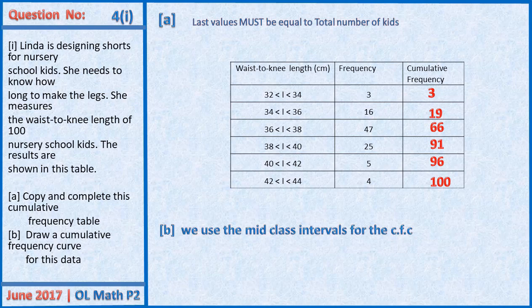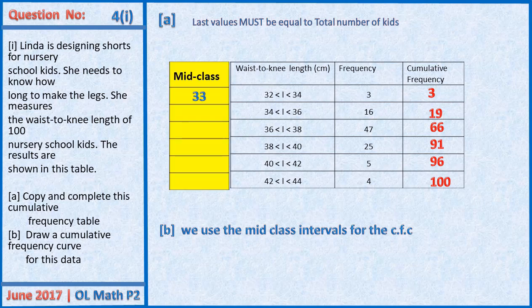Now we have to construct a cumulative frequency curve for this data. The way the data is given, 32 is less than or equal to L less than 34, I cannot use the two values. So what we will do here is we get the mid values and use them. Here I will have 32 plus 34 divided by 2, that gives me 33. The next one, 34 plus 36 divided by 2 gives me 35, then 37, 39, 41, and 43.